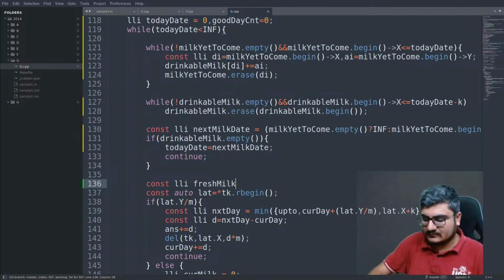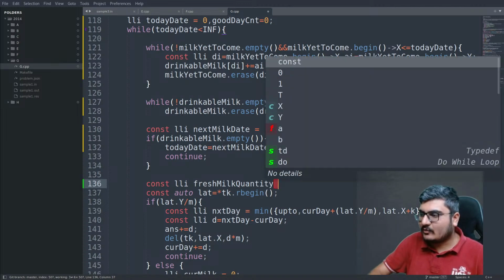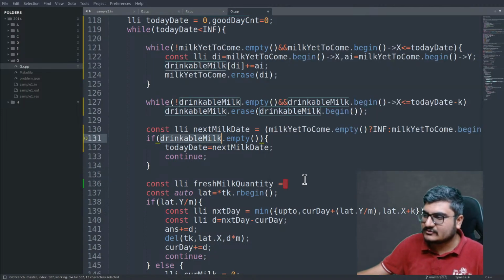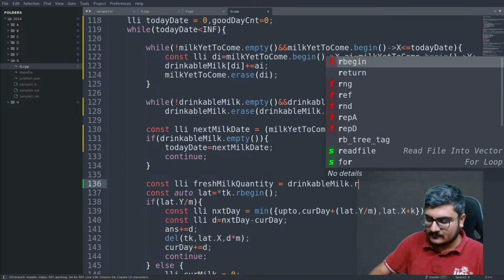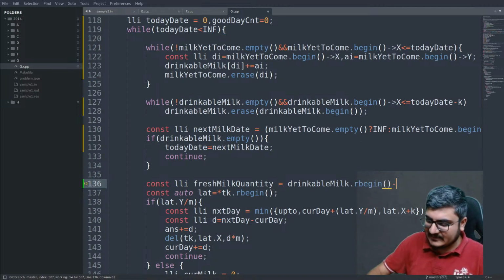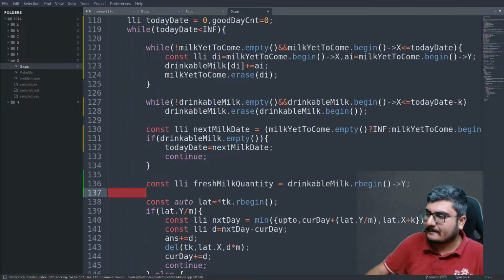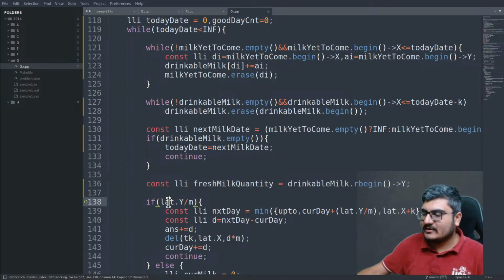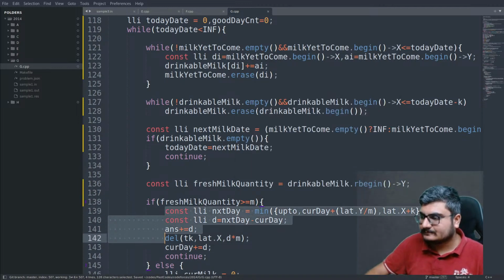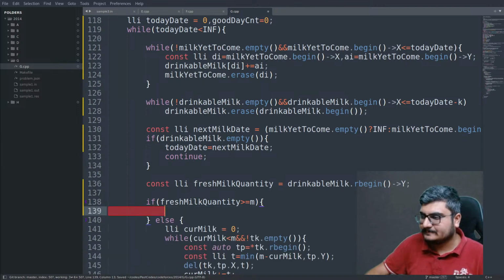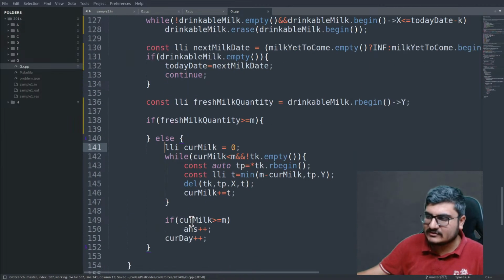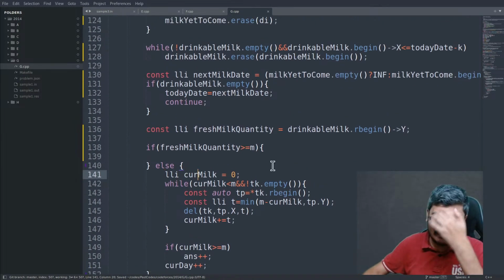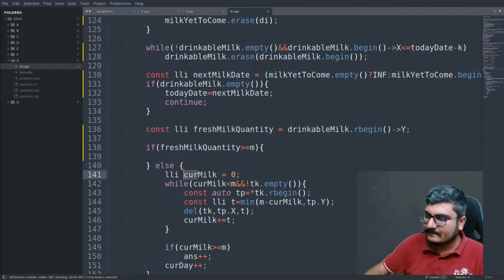Fresh milk. What is the quantity of the fresh milk we have? So whatever milk came at last, what is its quantity? If fresh milk quantity is greater than or equal to m, then we will do something. Otherwise, we will brute force on today's milk, whatever milk we are drinking so far.